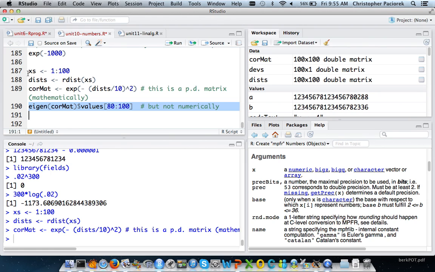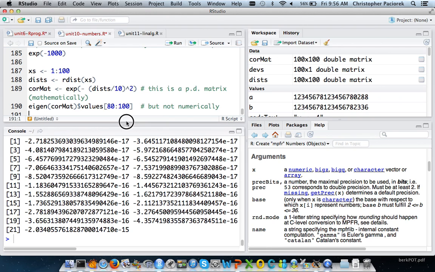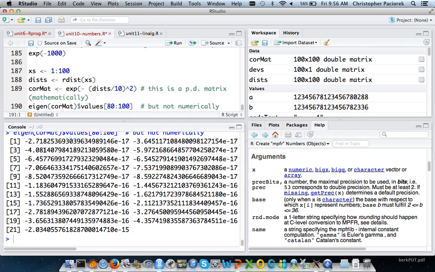As we're going to talk about in the next unit, it mathematically has eigenvalues that are all positive. Okay. But if we actually compute the eigenvalues in R using the eigen function, which we're going to see quite a bit of in the linear algebra unit, and look at the last 20 eigenvalues, what I see is they're all negative. So even though mathematically I know this matrix has all positive eigenvalues, if I look at the 20 smallest eigenvalues, I see that they're all negative.